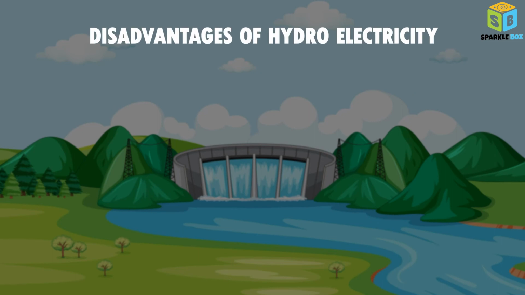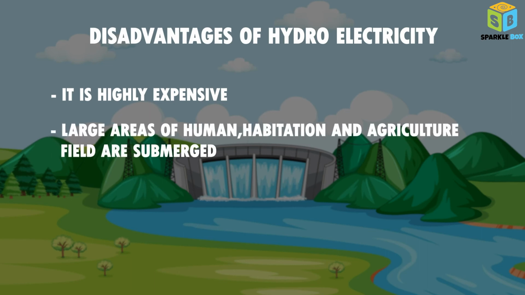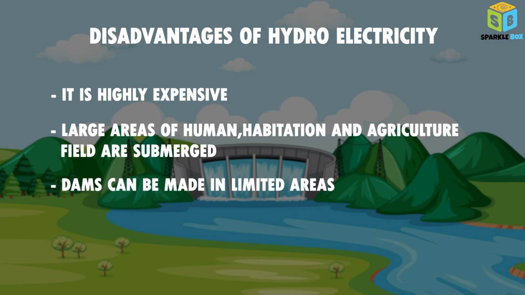And some of the disadvantages of hydroelectricity are: it is highly expensive. Large areas of human habitation and agriculture fields are submerged. Dams can be made in limited areas.